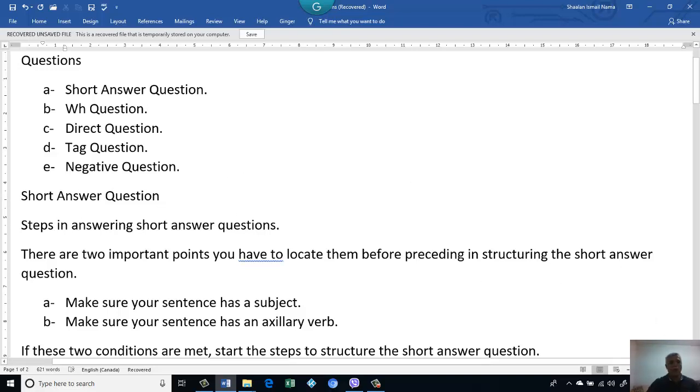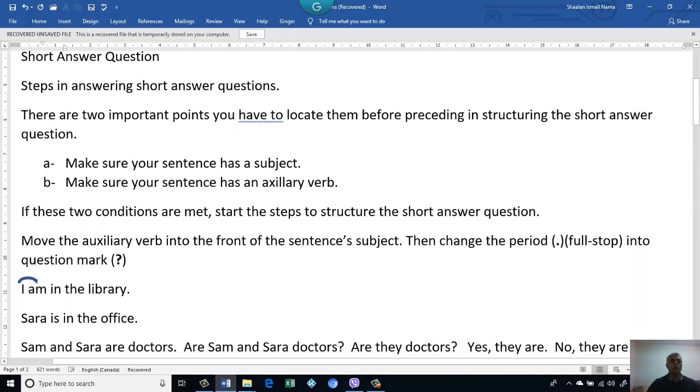Steps in answering short answer question. There are two important points. You have to locate them before proceeding in structuring the short answer question. First, make sure your sentence has a subject. Second, make sure your sentence has an auxiliary verb. If these two conditions are met, start the steps to structure the short answer question.